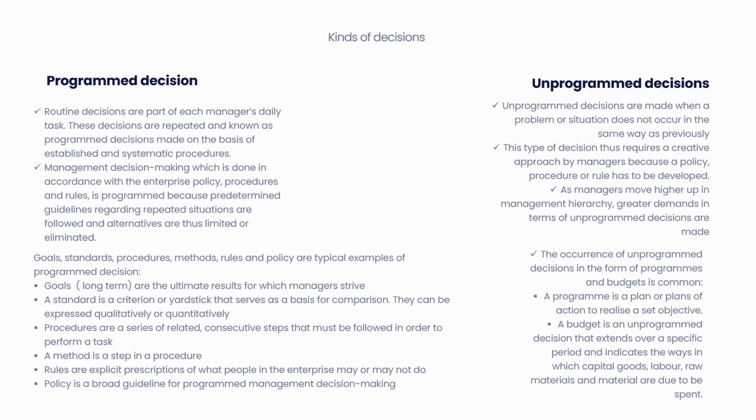The occurrence of unprogrammed decisions in the form of programs and budgets is common. A program is a plan or plans of action to realize a set of objectives. A budget is an unprogrammed decision that extends over a specific period and indicates the ways in which capital goods, labor, raw material, and material are due to be spent.